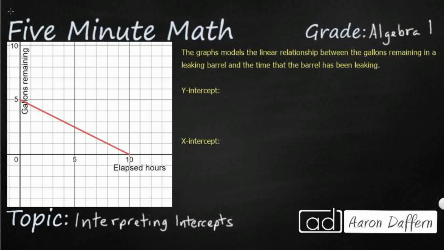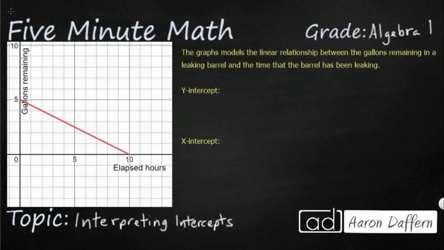Today we are looking at the Algebra 1 concept of interpreting intercepts, specifically how we can understand what they mean in a problem situation, and we'll do it in 5 minutes or less. So we have a typical graph here. We even have a little bit of a story about how this graph models the linear relationship between the gallons remaining in the leaking barrel and the time that the barrel has been leaking.